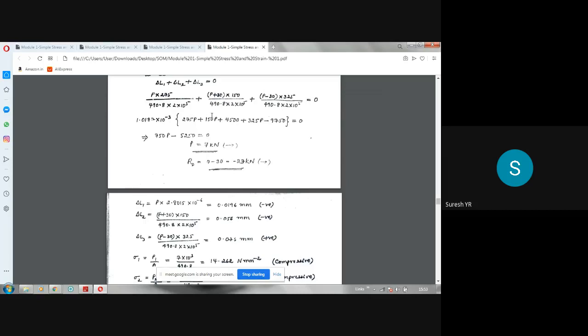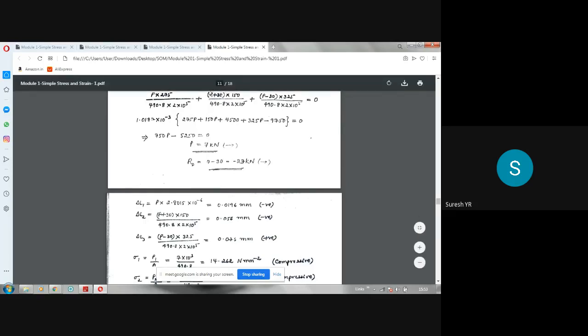So 7,000 into this gives the value of delta L1. Similarly, delta L2 is this one. Substitute for P. Actually 7 plus 30, it is 37. So 37 into 10 power 3. Please note, P is 7. 7 plus 30 means 37 in kilonewton. In kilonewton, it is 37. So 37 into 10 power 3 in newtons. If you substitute 37,000 in this place, you will get delta L2.